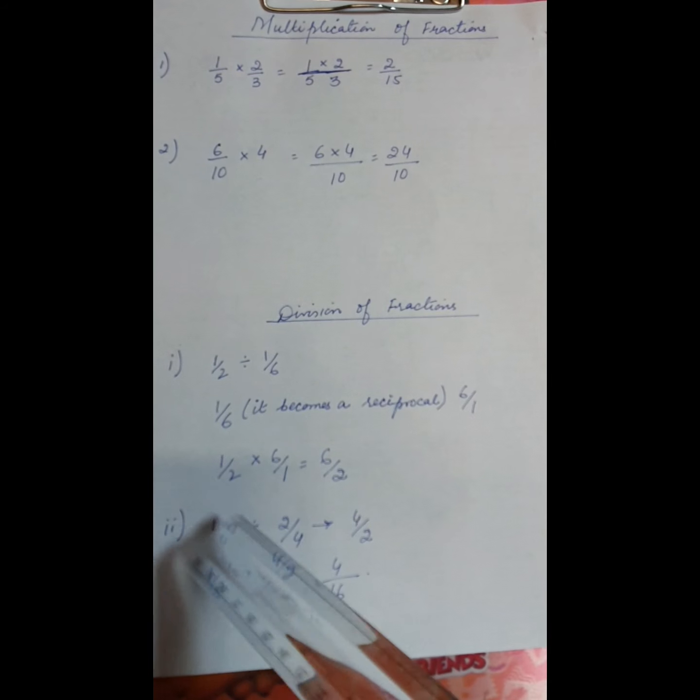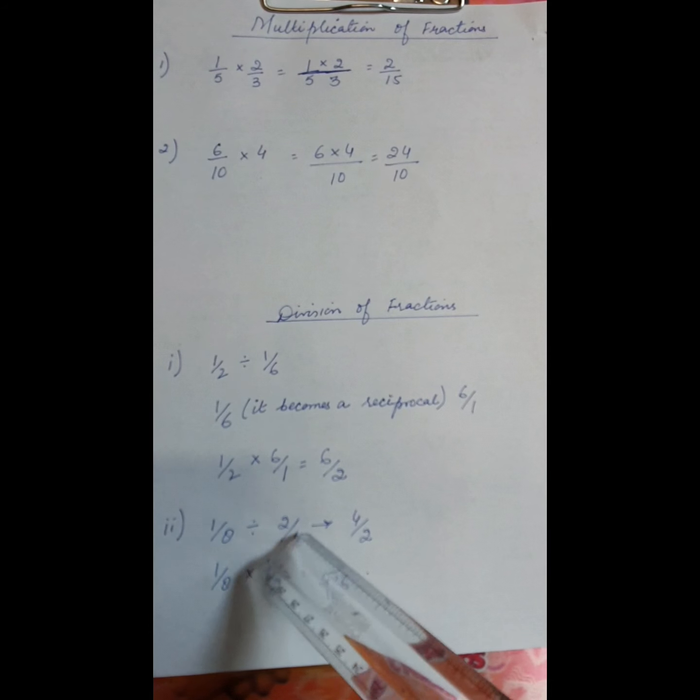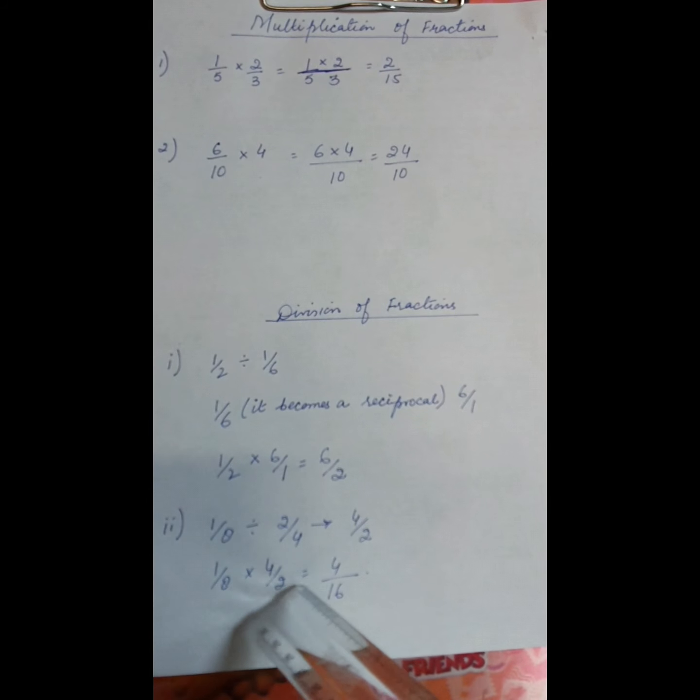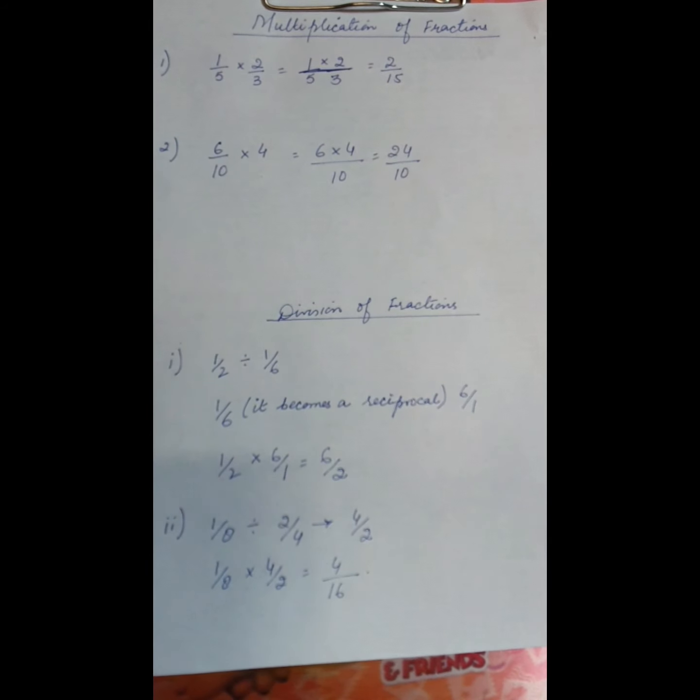In the same way, we take 1 by 8 divided by 2 by 4. The second number will become the reciprocal, 4 by 2. 4 will go as numerator and 2 will come to denominator. So 1 by 8 multiplied by 4 by 2 is equivalent to 4 by 16.